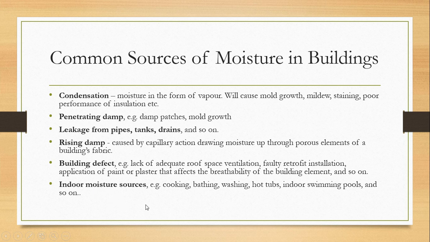Then you have building defects. For example, lack of adequate roof space ventilation. So I can't give you the specific figure, but there needs to be a specific distance between your ceiling and your roof for ventilation purposes. Faulty retrofit installations, application of paint or plaster that affects the breathability of the building element, and so on. So these are examples of building defects, right?